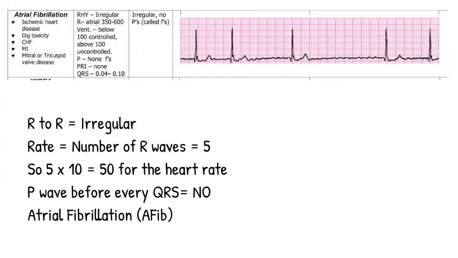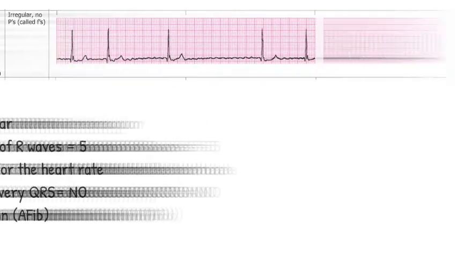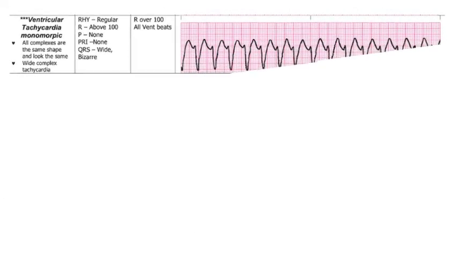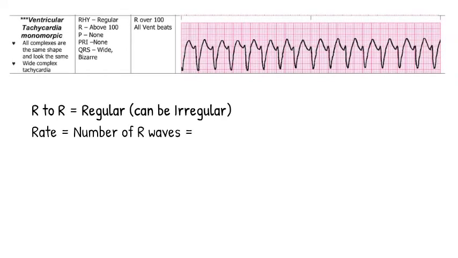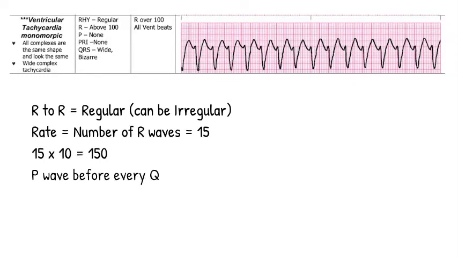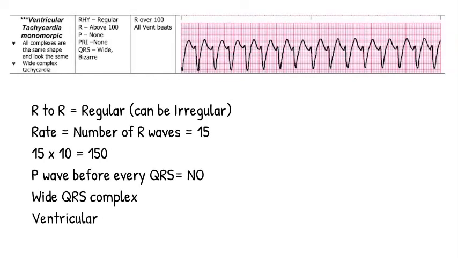So now we're going to talk about ventricular tachycardia, or VTach. With this rhythm strip, the rhythm is regular, meaning that the distance between the R waves is consistent. Occasionally, you will have irregularity noted in your VTach. The rate is 150. There is no P wave before the QRS complexes. The QRS complex is wide and bizarre.